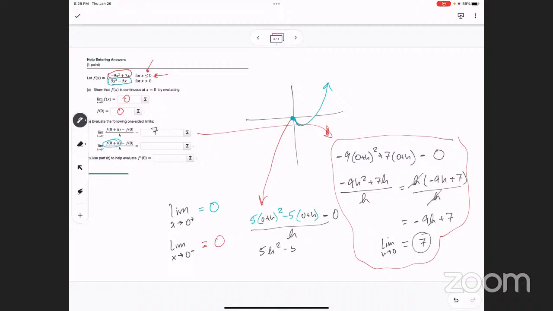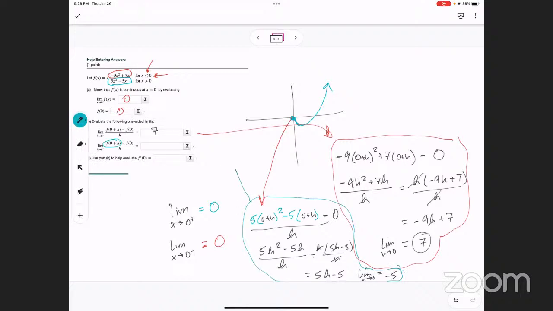5h squared minus 5h all over h. Factor out an h. You get 5h minus 5 all over h. The h's cancel. You just get 5h minus 5. And what's the limit as h goes to 0 of that? Plug in 0. It would be negative 5. Yeah. So that's that one.